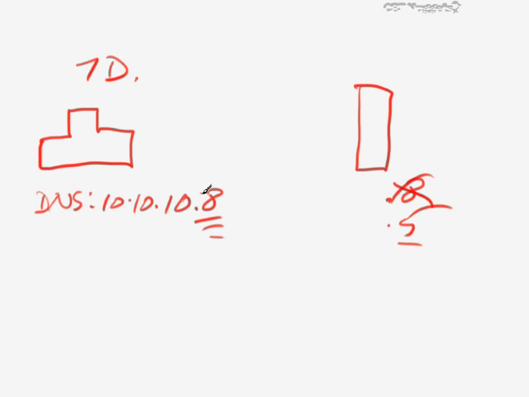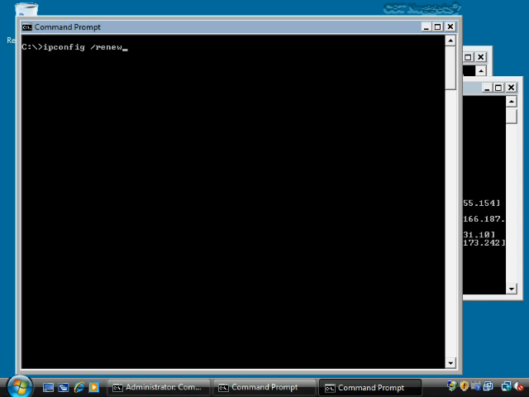And so then instead of having .8, now it'll go to .5 when I renew the address, because it not only gives me a new address, but also all of the other configuration for which the DHCP server has been configured. Let me show you another command here that you might use.